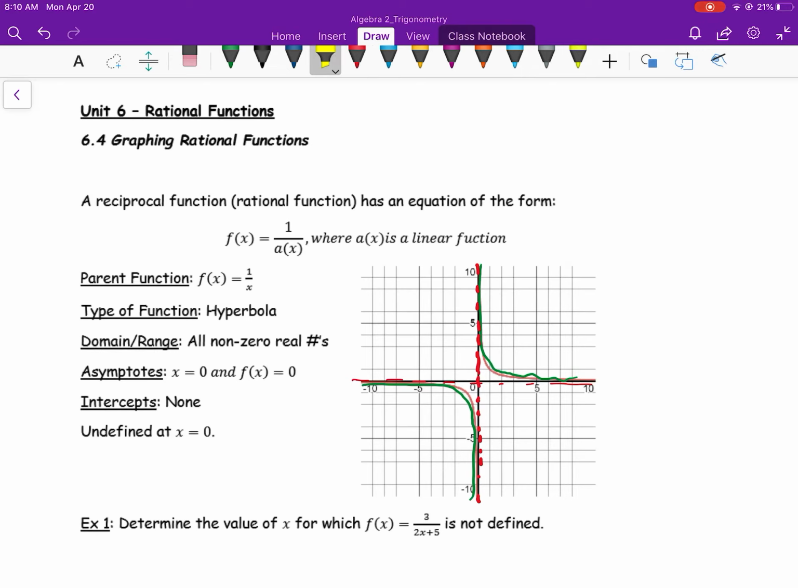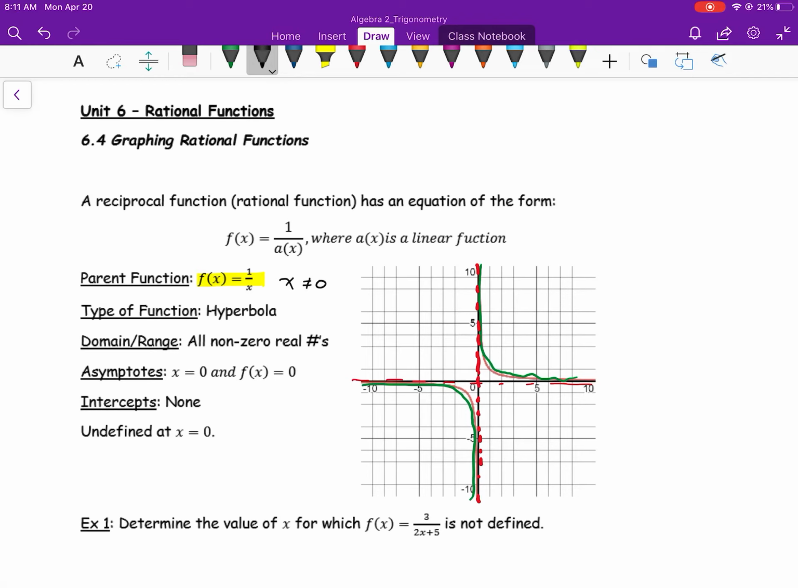Our parent function for a rational function is 1 over x. It's in the hyperbola family. The domain and range is all non-zero real numbers, because if you look at our restriction here, x can't equal 0. So all non-zero numbers work.